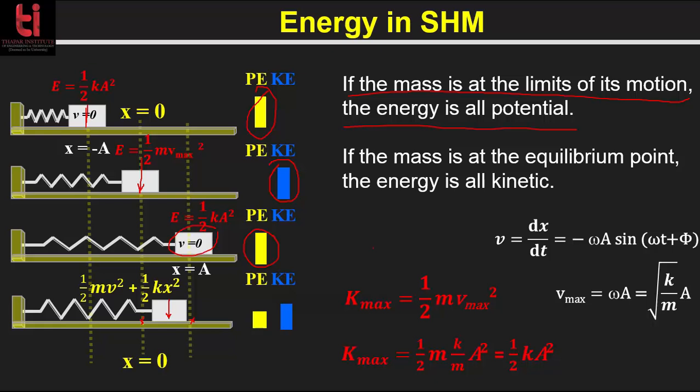Now from the expression of velocity, that is the first derivative of the displacement with respect to time, this will be equal to minus omega into A sine omega t plus phi, and the velocity will be maximum when this sine term is equal to 1. So V max is equal to omega into A, which is root of k by m into A, where A is the amplitude of the oscillation. If you put the value of V max in the expression of the kinetic energy, you will get the maximum kinetic energy equal to half k into A squared.